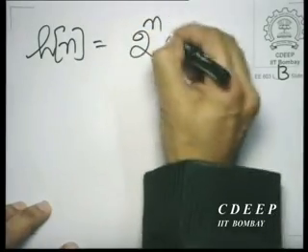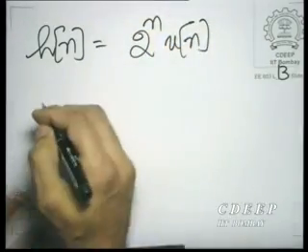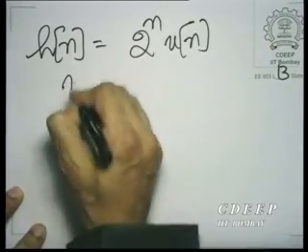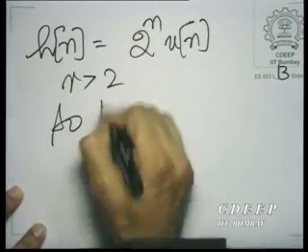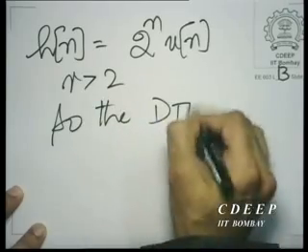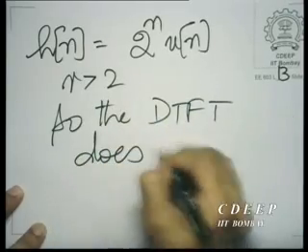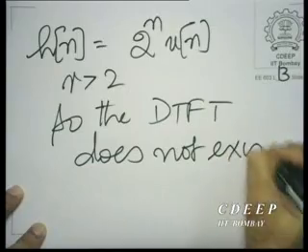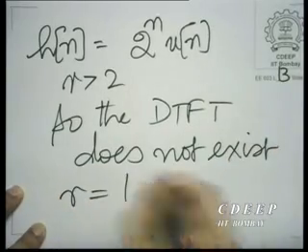Suppose we take this tiger once again. Two raised to the power of n u[n]. Of course, we need r to be greater than 2. So, the DTFT cannot be evaluated. The DTFT does not exist because r equal to 1 is not allowed.